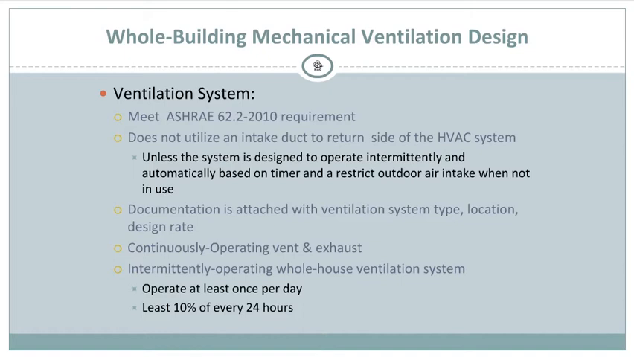So again, we talked about this part down here where it says documentation is attached with ventilation system type, location, and design rate. So anytime they're putting in a system, if they're putting in a forced air furnace, they need to have all the specifications, the system type, location, and the design rate attached to that. So we talked about this in the very beginning when we were doing the checklist, and we're putting these manuals together.